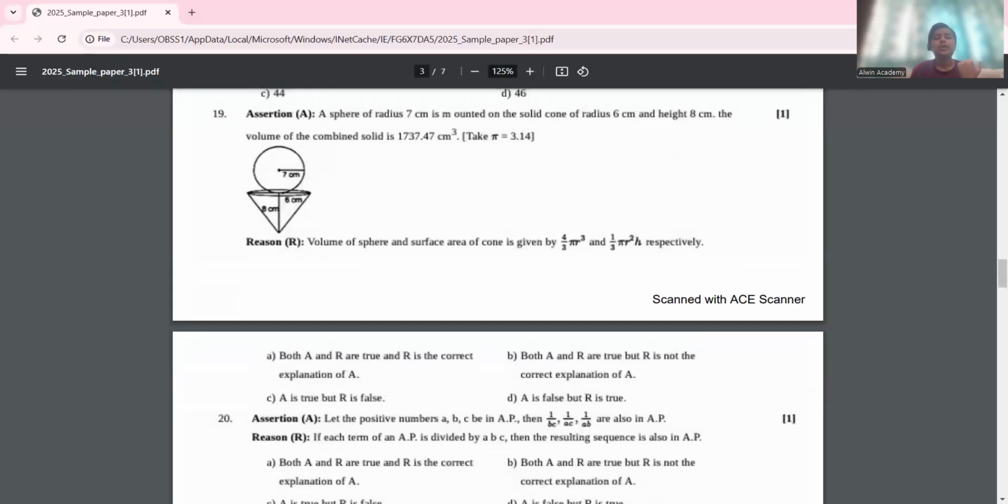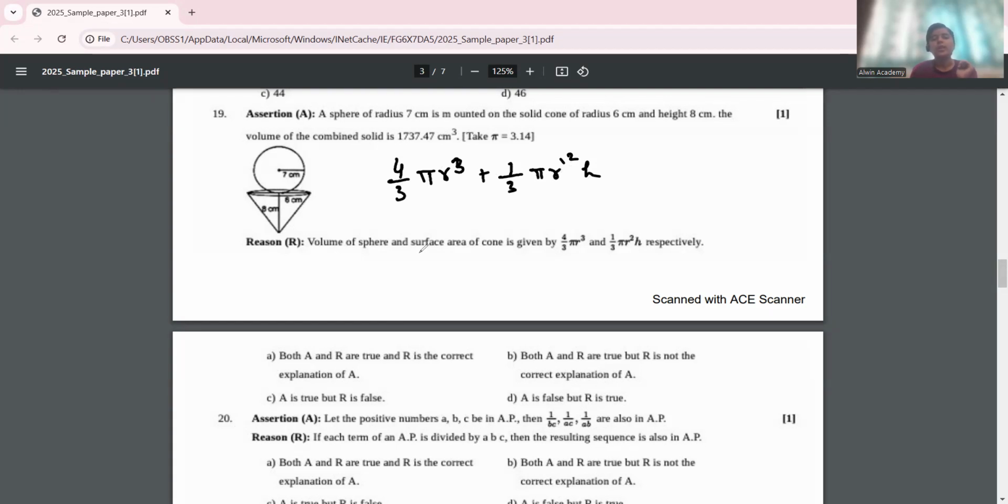A sphere of radius 7 centimeter is mounted on a solid cone of radius 6 and height 10. The volume of the combined solid is this. Now we can put in the formulas here. 4 by 3 pi r cube would be the volume of the sphere, plus 1 by 3 pi r dash square h, r dash because the radius is not same for both, and we can solve it further, but let's wait and check out the reason first.